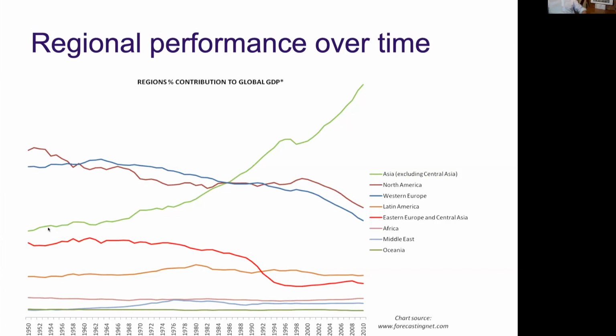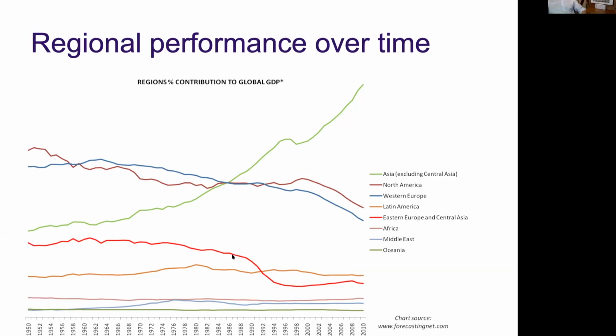Well, we can see that the green one is Asia, excluding Central Asia. We can see that this is the one which is really increasing. Then we see Western Europe, first stable, but then constantly declining. North America, at a higher level, then also a lower level in the 60s, where countries like Germany and the UK and France accelerated again. But then we also see in this last part especially a constant drop.